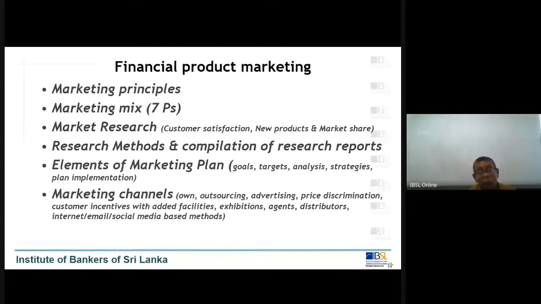So all the marketing mix we are going to discuss. And important thing, we are not only going to learn about what the marketing mix elements are, we are going to look at how banks can use this marketing mix to sell their financial products to customers, right? That is important. How these marketing mix elements are used to sell the financial product to the customers, right?